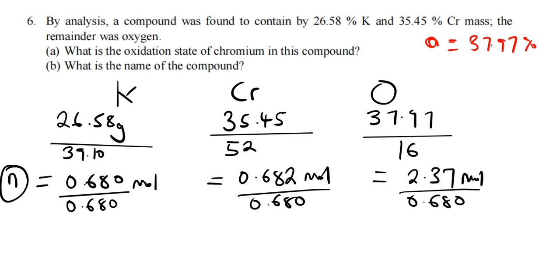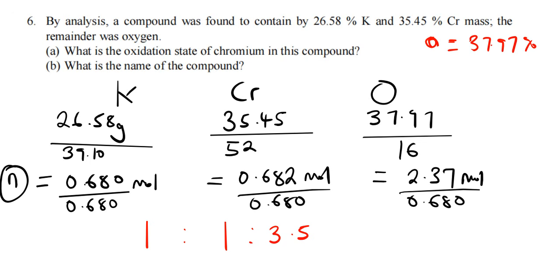When I divide this, because it's the same, I'm just going to have 1. Even this one is also going to give us a 1. Okay, what about the last one? 2.37 divided by 0.68, I'm getting 3.5. Now you know that 3.5 is a decimal.